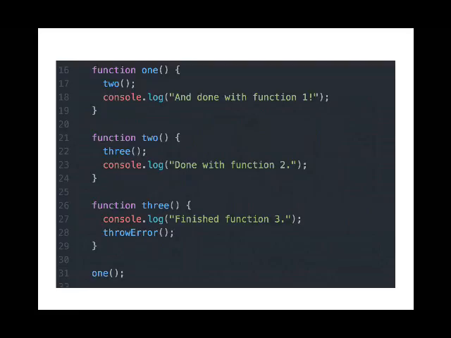So really briefly, function one calls function two calls function three. After the function calls, there's some console.logging, but those don't happen until the whole thing terminates. Then function three throws an error. There's no function defined called throwError, so it's just gonna say, I don't know what throwError is, it's not a function. So you can predict that this thing is gonna throw an error once it gets down to three, and it's not gonna print anything other than the console.log statement inside of three, which is finished function three.